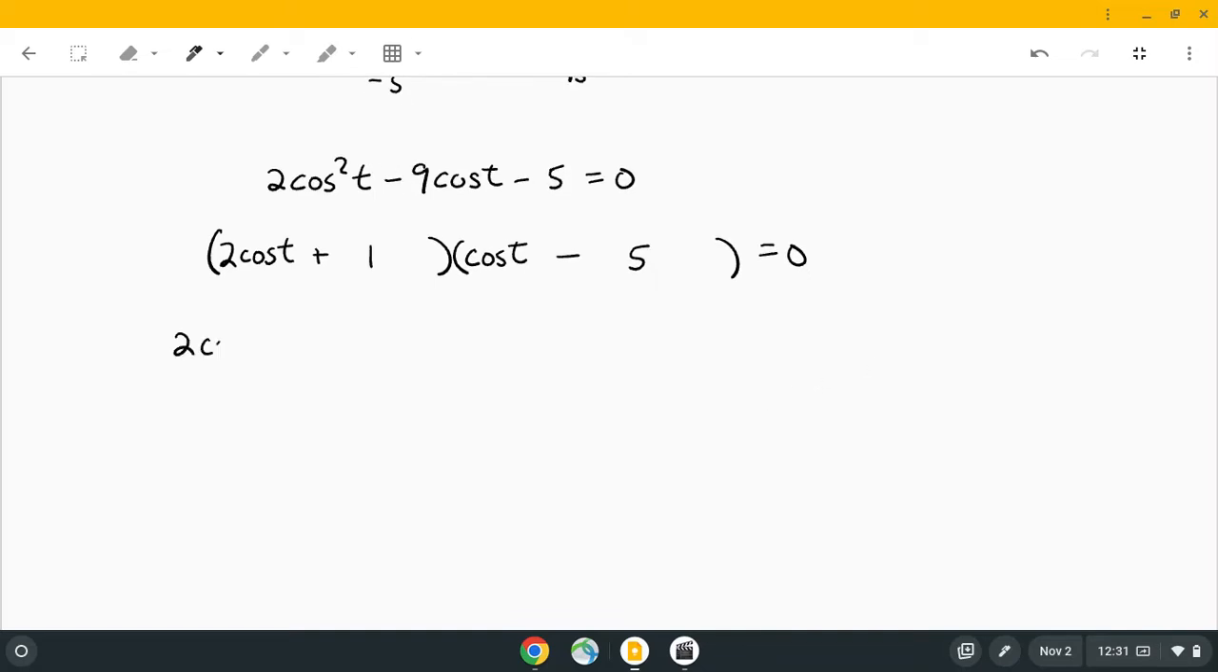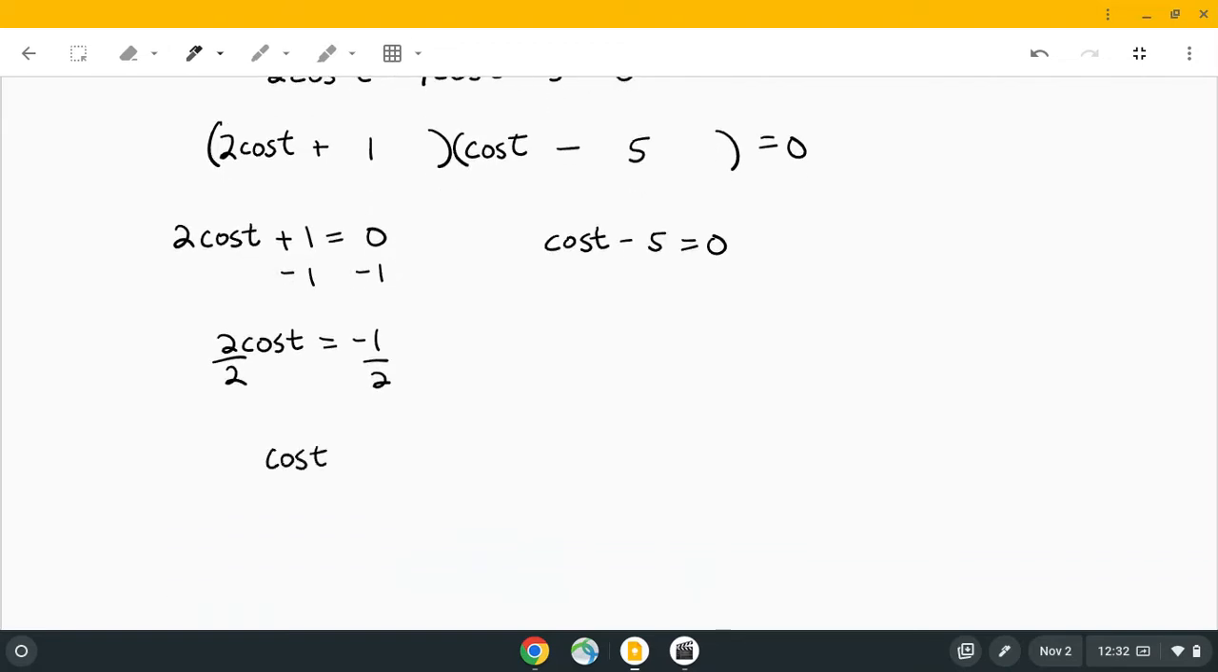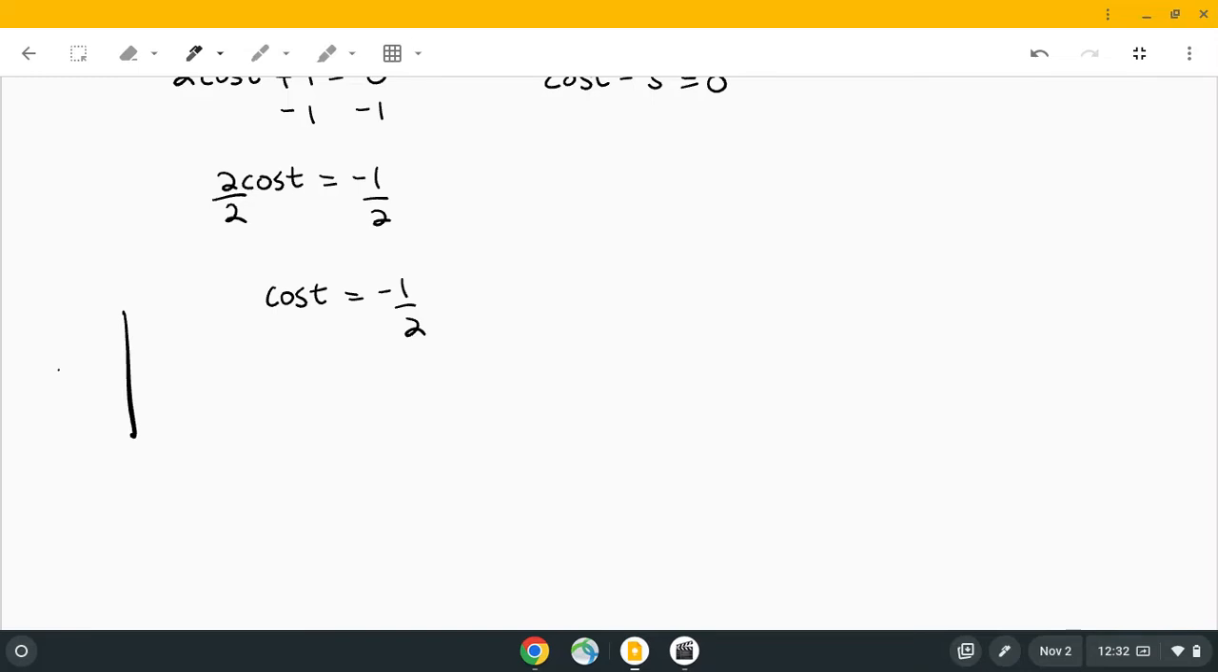So then I go ahead and, just like the previous example, I take each factor and I set it equal to 0 and solve. So here I'm going to subtract 1 on both sides and then divide by 2. And I get cosine t equals negative 1/2. So let's solve this one first. All right, cosine is negative in this quadrant. So this is quadrant 2. So we need an angle from there and in this quadrant, and we need an angle here.